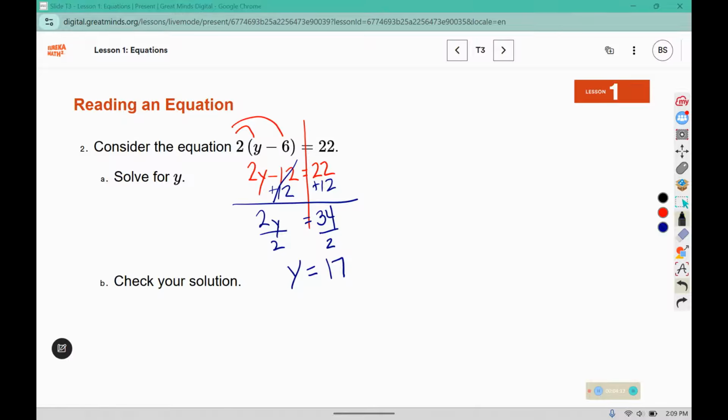Then it says check your solution. So just like we did in the opening exercises, we can replace the y with the number and check to make sure it comes out to 22. 17 minus 6 is 11, and 2 times 11 is 22. So our solution is correct.